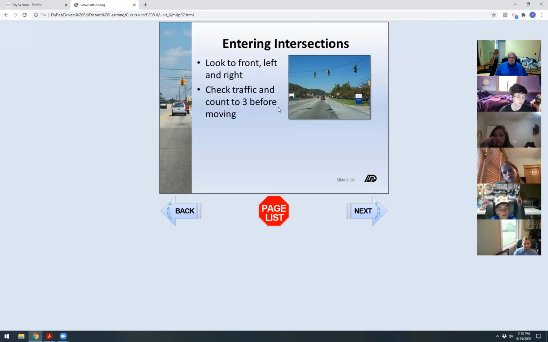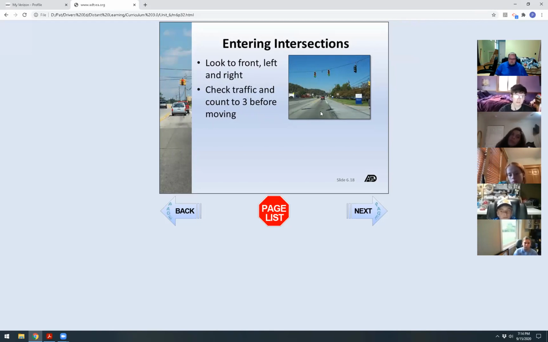Check traffic and count to 3 before moving. So, as new drivers, you guys struggle to see things. You may not even notice that someone's running the red light because you're just struggling to see all there is to see. So we have things like the count of 3 technique for you. The light turns green, count to 3 before you cross. That gives time for anyone who is running the red light to go for it.